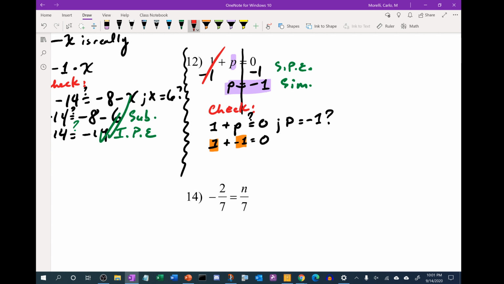Okay, so here's the definition of an additive inverse. 1 plus negative 1 equals 0. This is an additive inverse. Additive inverse. Okay, this is substitution, but it's also the definition of an additive inverse.